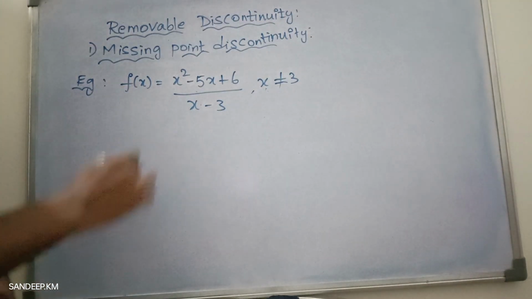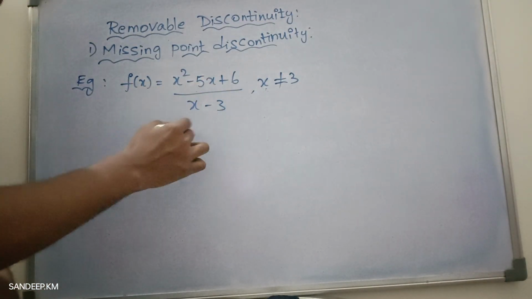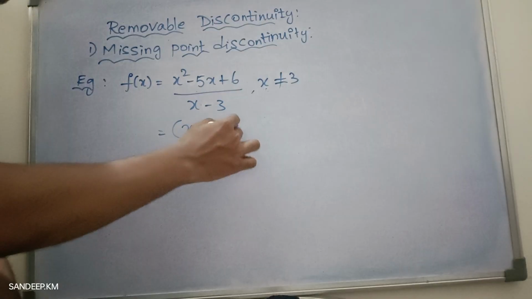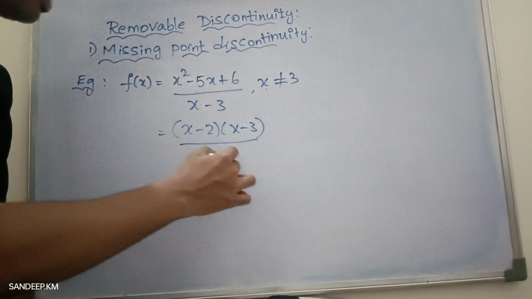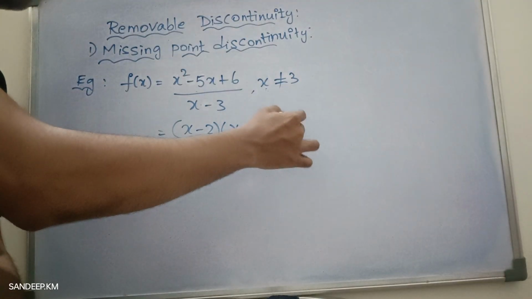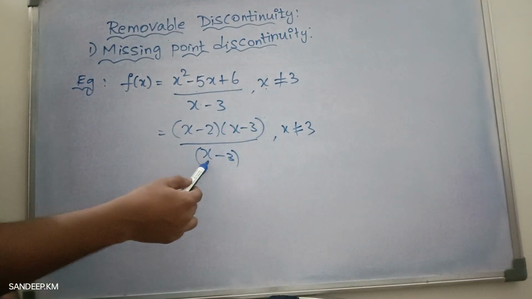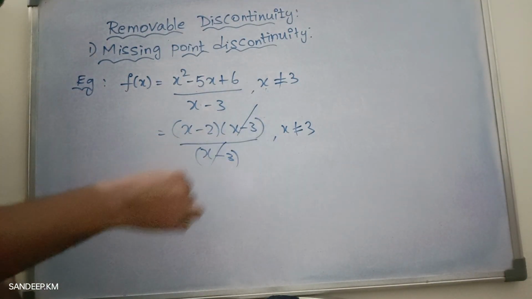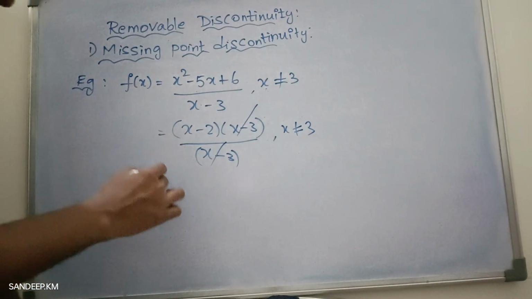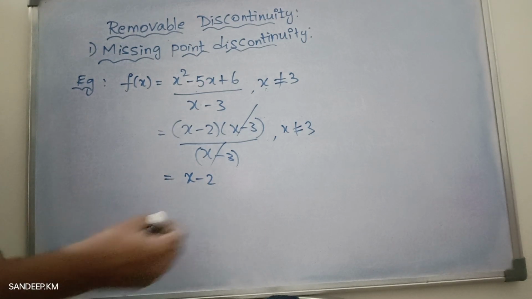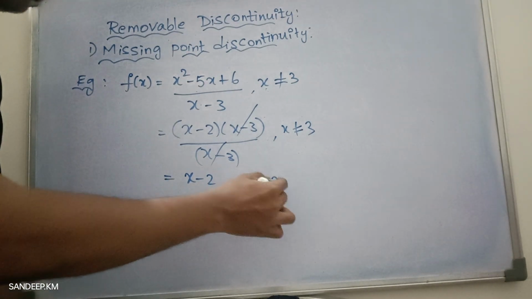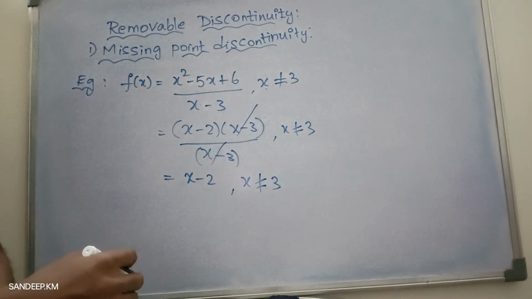If you simplify the same function and factorize the numerator, you will get x minus 2 into x minus 3, and the denominator is x minus 3, where x is not equal to 3. Since x is not equal to 3, I can cancel x minus 3 and x minus 3, and the function becomes x minus 2. So f of x is nothing but x minus 2, where x is not equal to 3.